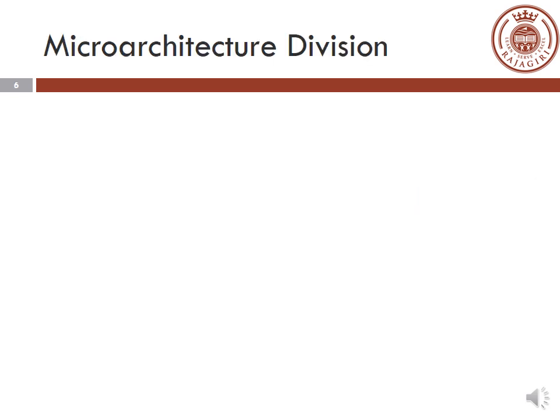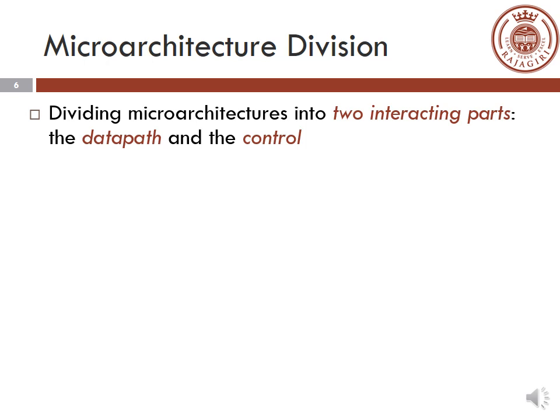We are now going into the design of the microarchitecture. You need to understand the major design processes involved. We divide the microarchitecture design process into two types of designs: one is called the data path design, the other is called the control design. So you have to design a data path and a control unit. These are interacting parts, and they interact with each other. That's how you form this particular microarchitecture.